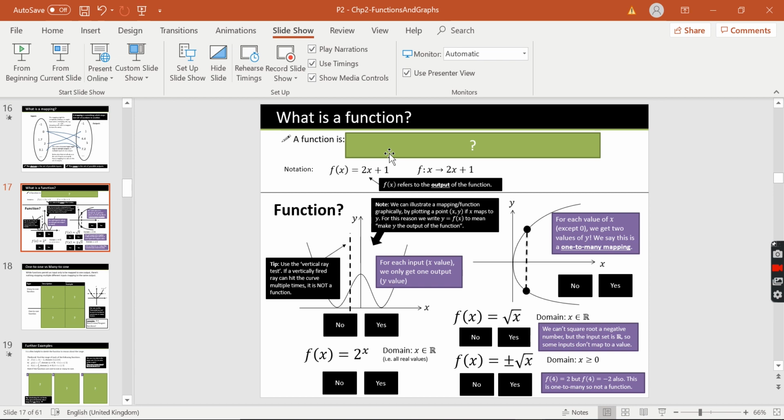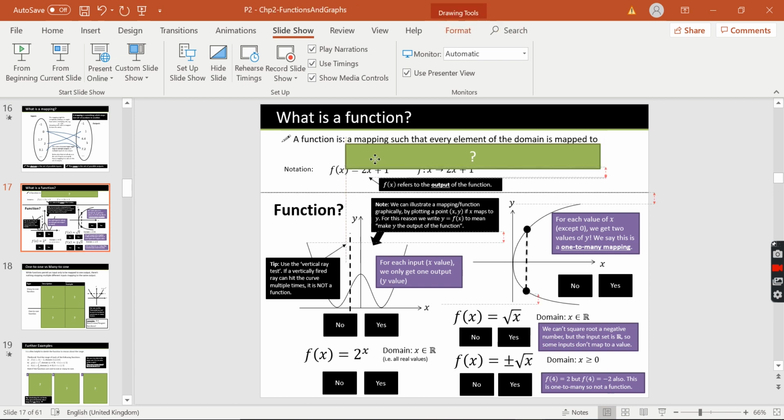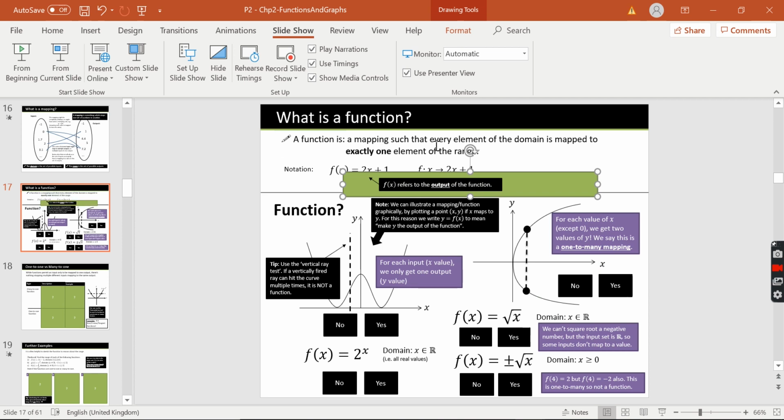So what is a function exactly? Well, a function is going to be some kind of mapping arrangement so that every element of the domain, in other words, every single x value that's part of the inputs, is mapped to exactly one element of the range. So that means each x value has an output and it has one specific output. We're going to have a look at that with these different functions here.